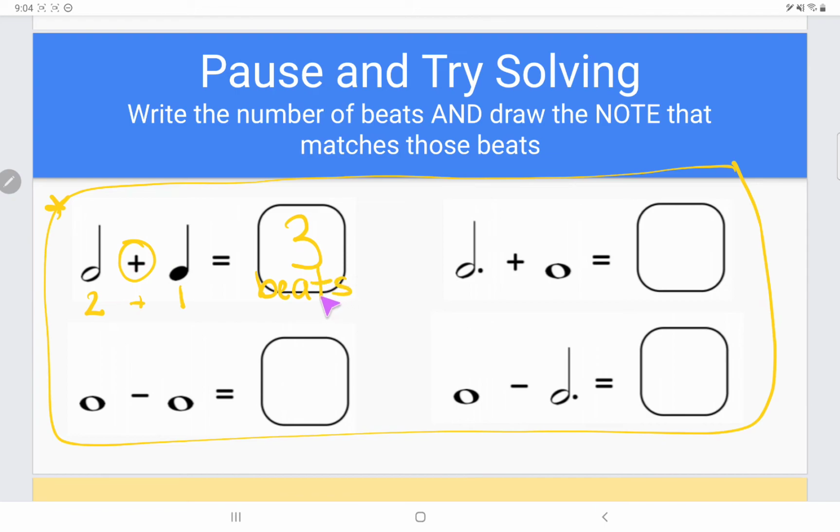Always make sure that you're writing the word beats in there, because remember, we have to say what kind of things we're adding together. Now let's move on to our second one.